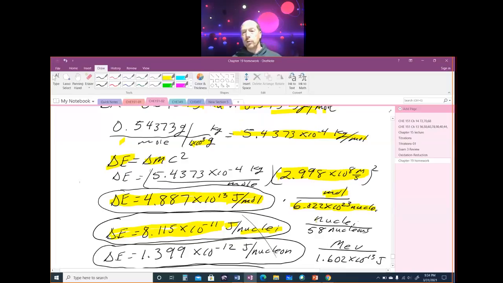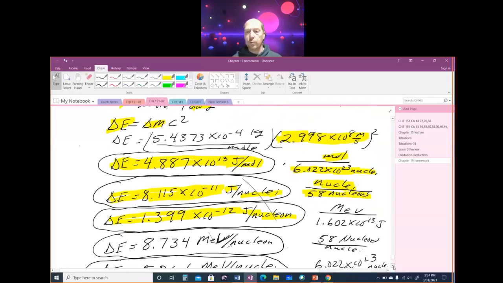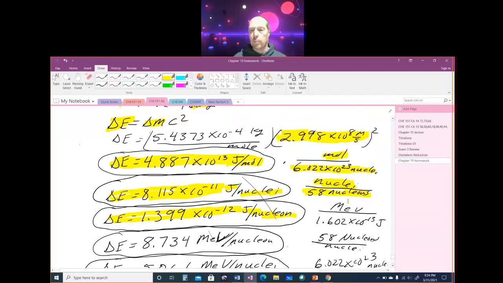Nucleons are the protons and neutrons in the nucleus. So when we're talking about nickel 58, that means there are 58 nucleons, 28 protons, and 30 neutrons. So you have in one nickel 58 nuclei, you have 58 nucleons. So we divide by 58, and we get our delta E is 1.399 times 10 to the minus 12 joules per nucleon. All right, but the usual units for energy in these problems are MeV, mega electron volts.